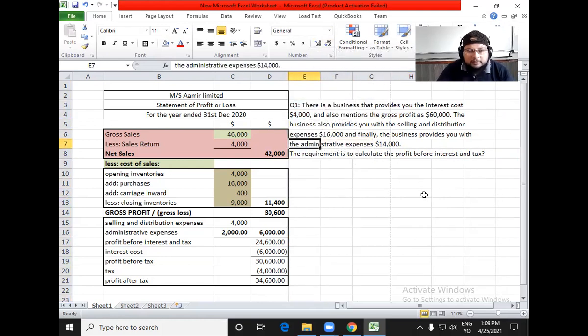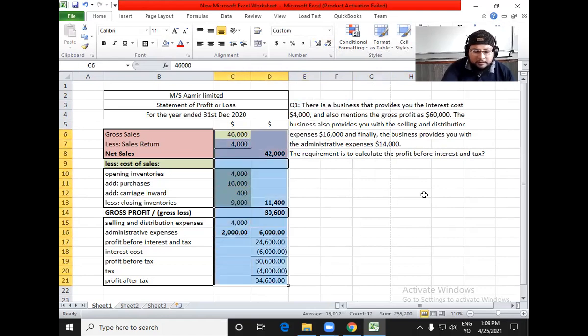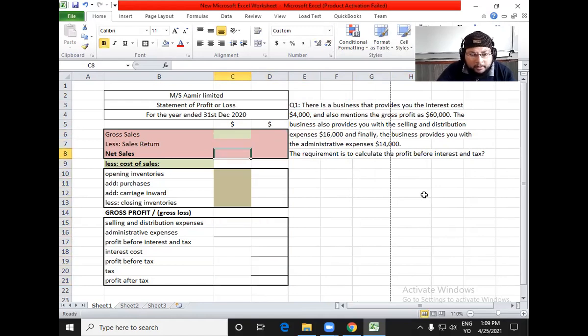So in this question, there are 3 variables. I will just delete all the values just to make you understand. Now my question is, which area will you consider for the calculation of this question? Do you consider this area, gross profit, less sales return, net sales? No, because in this question, there is no sales given, and no sales return is provided to you.